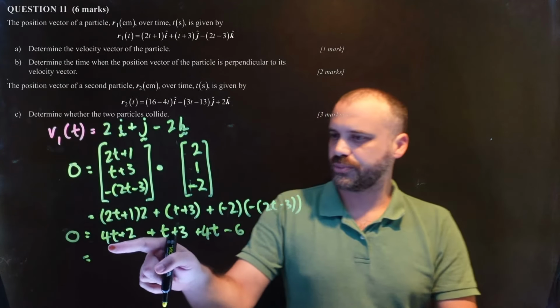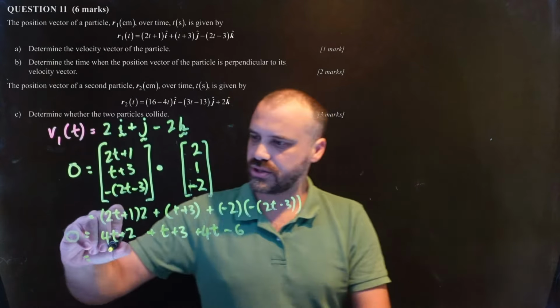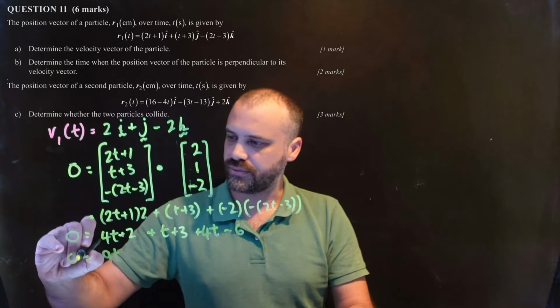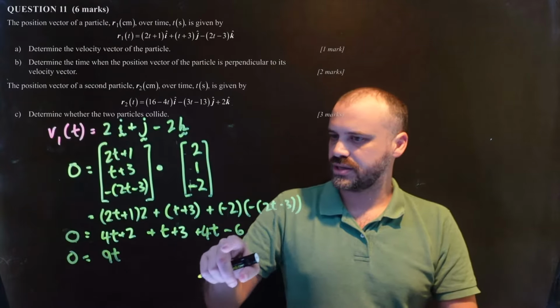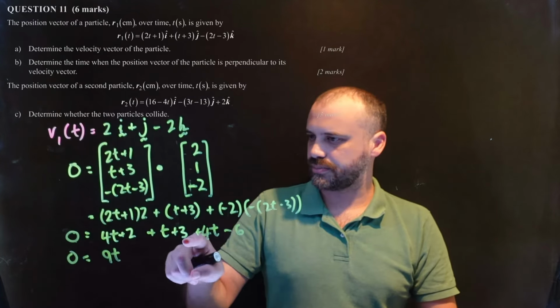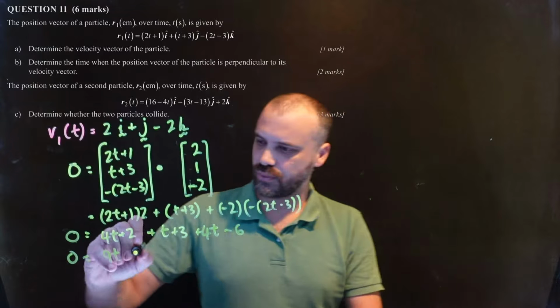All right, we can group all of our t's. 4t plus t plus 4t is 9t. And we've got our 0 there. And we've got a 2, a 3, and a negative 6. So negative 6 plus 5, I think that's negative 1.